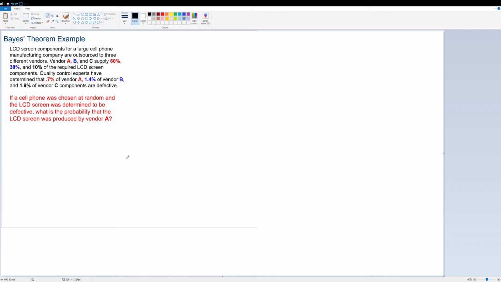So here's another conditional example, but it requires a little bit more calculation to get it just right. I have 3 vendors A, B, and C, and they supply LCD screens at different percentages. Vendor A supplies 60%, vendor B supplies 30%, and vendor C supplies 10%. And each of these vendors has different percentages of defective parts. Vendor A has 0.7% of their components defective, 1.4% of vendor B's parts are defective, and 1.9% of vendor C's components are defective.